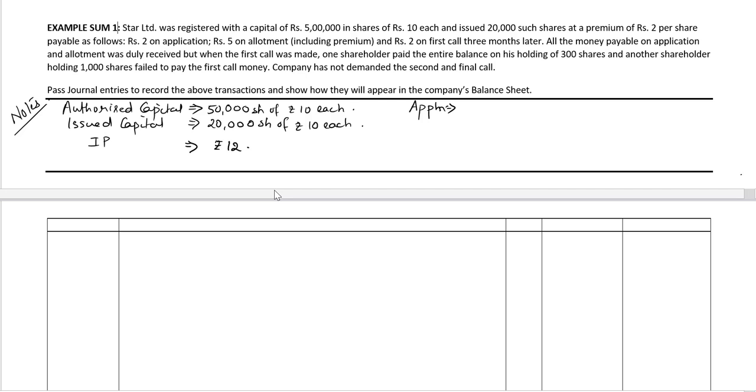Application, rupees 2 per share. Allotment, it's rupees 5 including premium, so it's 3 plus 2. And first call is rupees 2. As per the question, the company has not yet demanded the second and the final call. So it's 7 plus 2 called up.